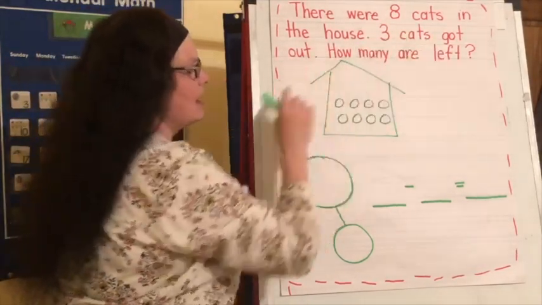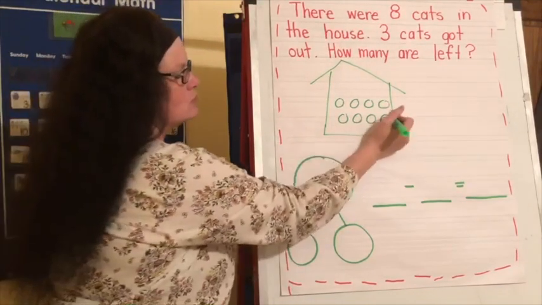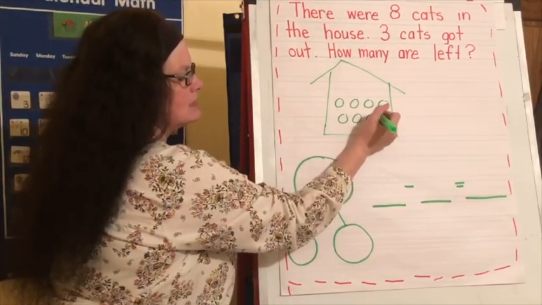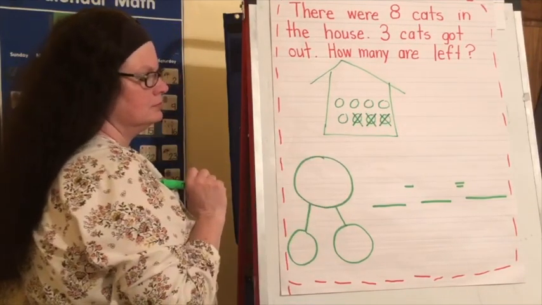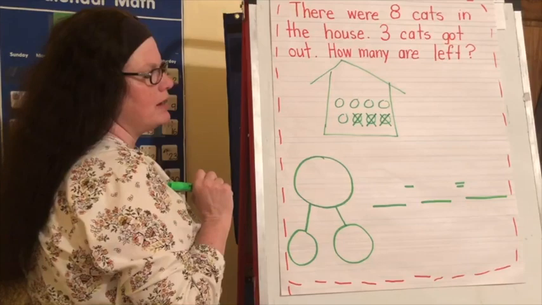3 cats got out. Oh no, they got out of the house. Let's cross off the 3 cats that got out. How many are left?